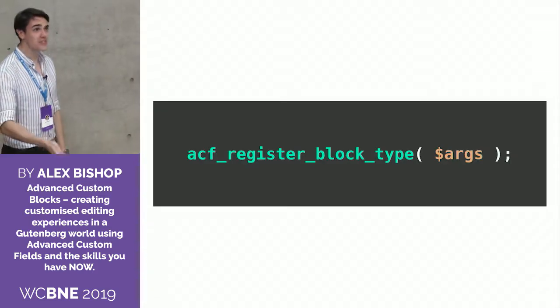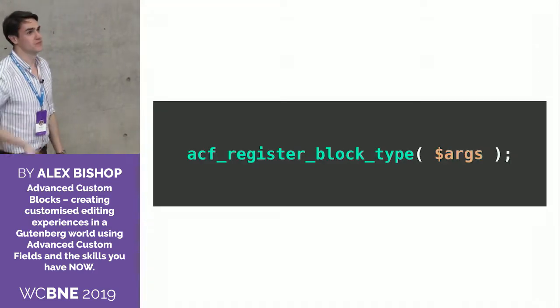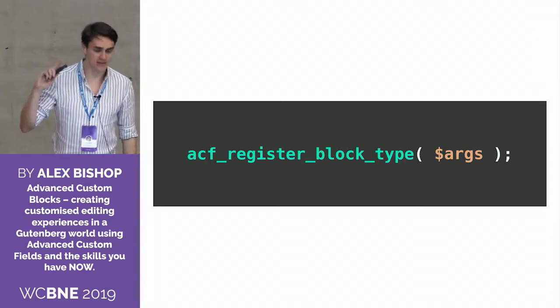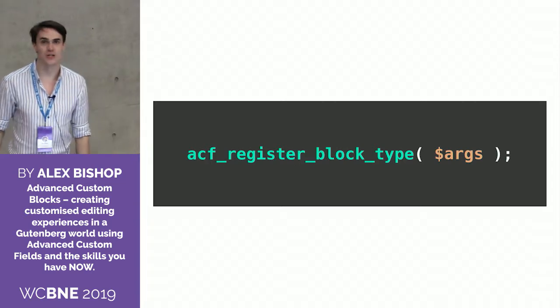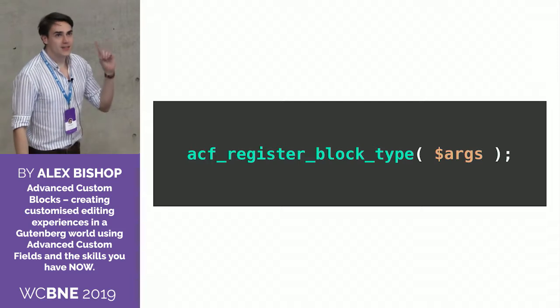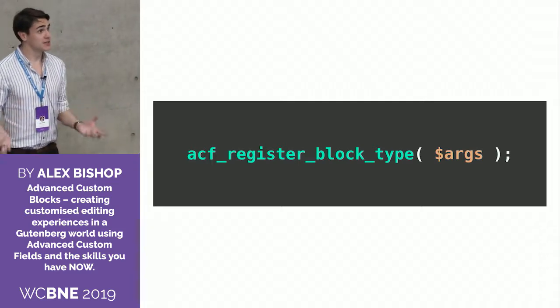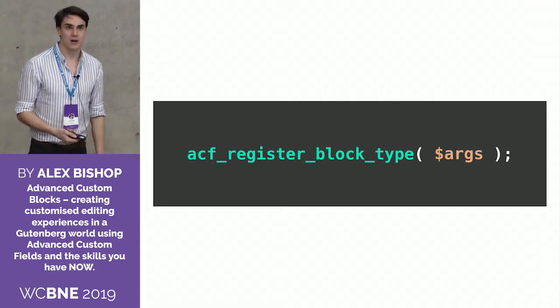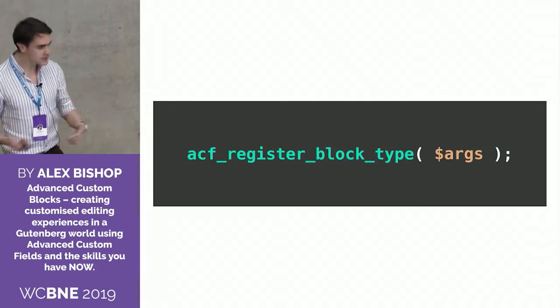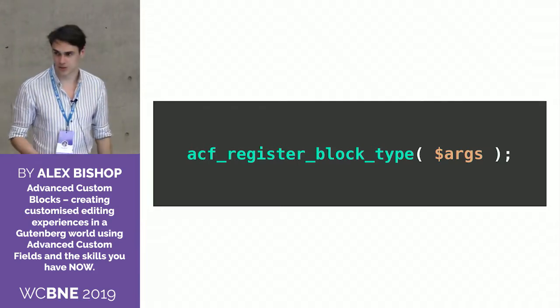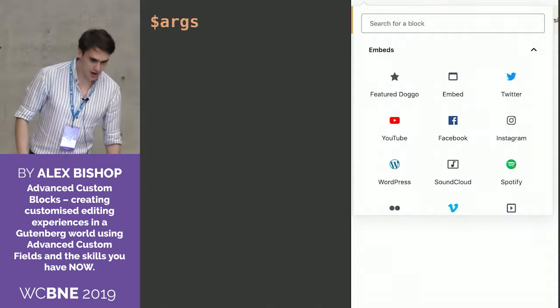Okay, so it all comes down to this one function. It was introduced in ACF 5.8. It's called acf_register_block_type. Args is the variable there. It takes an associative array of arguments, and they define how our block behaves and what we need to do to get it all up and running. So let's check it out.